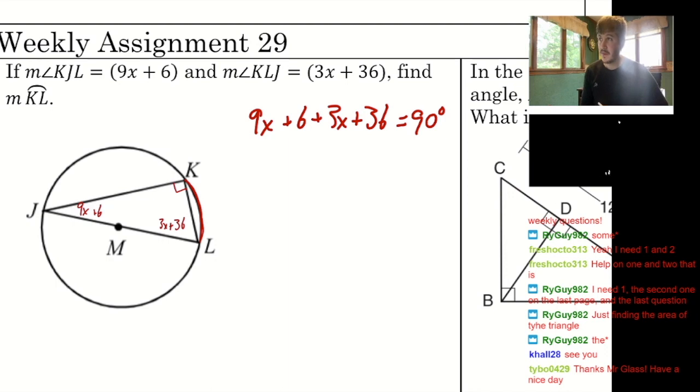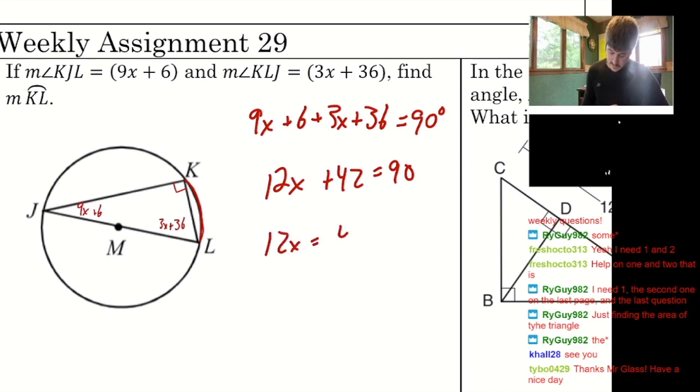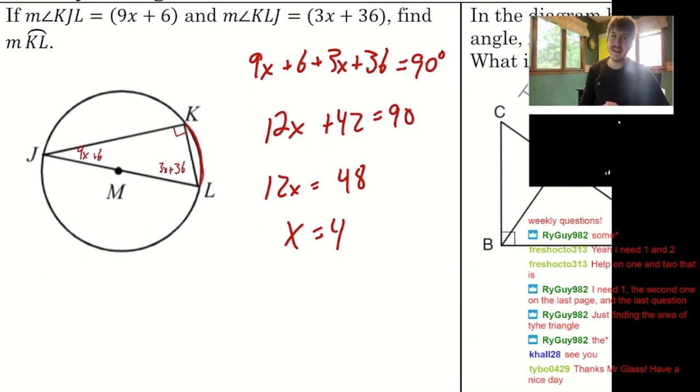And just by looking at the values of x, I don't think it's going to be that nice to scale, but we'll see. You combine like terms, you get 12x plus 42 equals 90. And you get 12x equals, I think that's 48. And then x equals 4. Because then they ask you to find the value of KL, and yeah, I'm immediately seeing that. Maybe it's not that bad. I don't know.